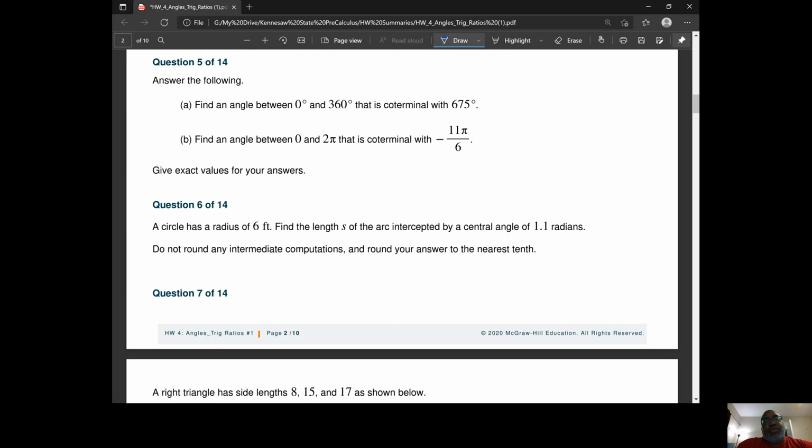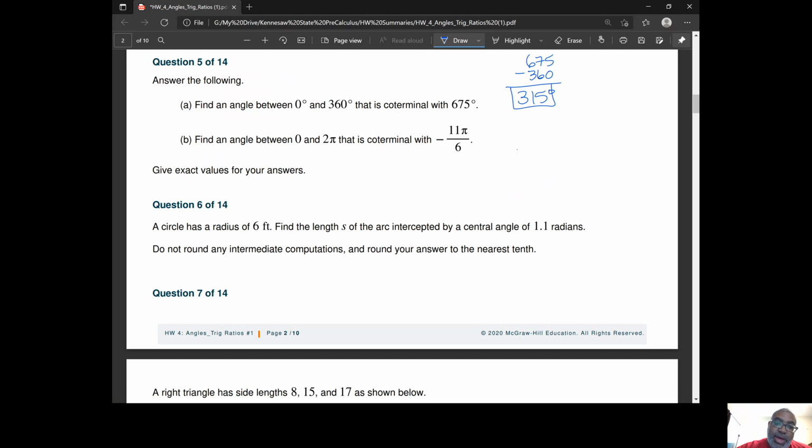Find an angle between 0 and 360 that is coterminal with 675 degrees. So what we do is we take 675 and subtract 360, and we subtract 360 enough times until I get between 0 and 360. And I end up with 315 degrees. So that's it for that one.